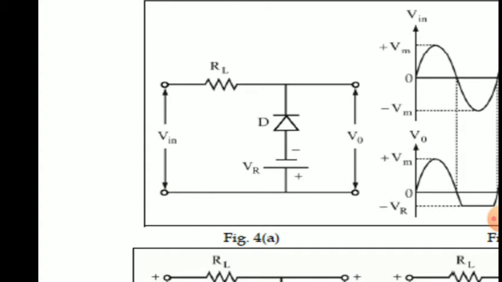But we are considering what? V input greater than minus VR. So VP, the voltage at the positive terminal, is greater than minus VR. Voltage at the N terminal is equal to minus VR. So VP is greater than VN.